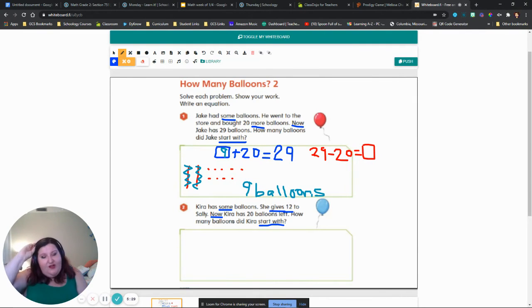Just like last time, some balloons. We're going to start with our unknown. Some balloons. She gives 12 to Sally. Give 12. What symbol do I need to use? If I'm using the addition symbol, that means that I'm getting more. Well, I'm not getting more balloons here. I'm giving them away, so I'm losing them. So I must use the subtraction sign. So unknown take away 12 is equal to 20.